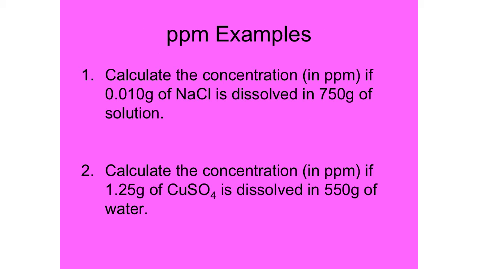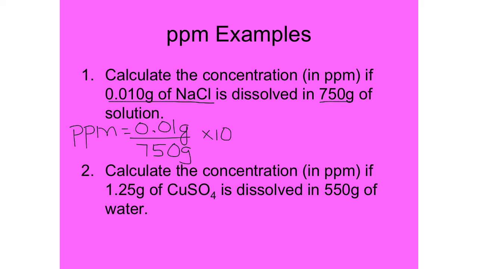All right, so in our first example here, we have 0.01 grams of NaCl dissolved in 750 grams of solution. So we are looking for the concentration in parts per million. So we do the grams of our solute, which is the grams of what is getting dissolved, over the total mass of the solution, which would be 750 here. And then we multiply by a million, so you can write that out as the one with 6 zeros, or like I said, just plug in 10 to the 6, whichever one you think is easier.